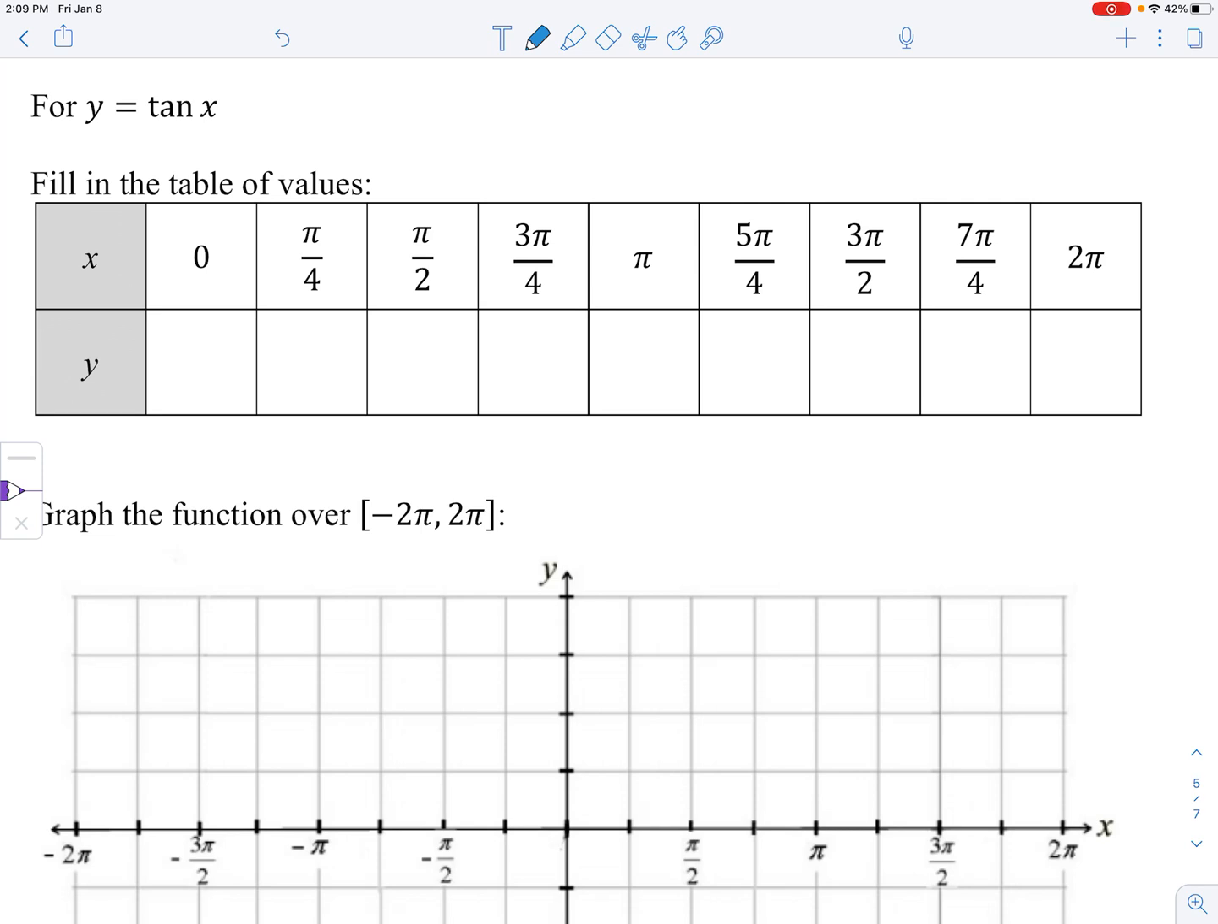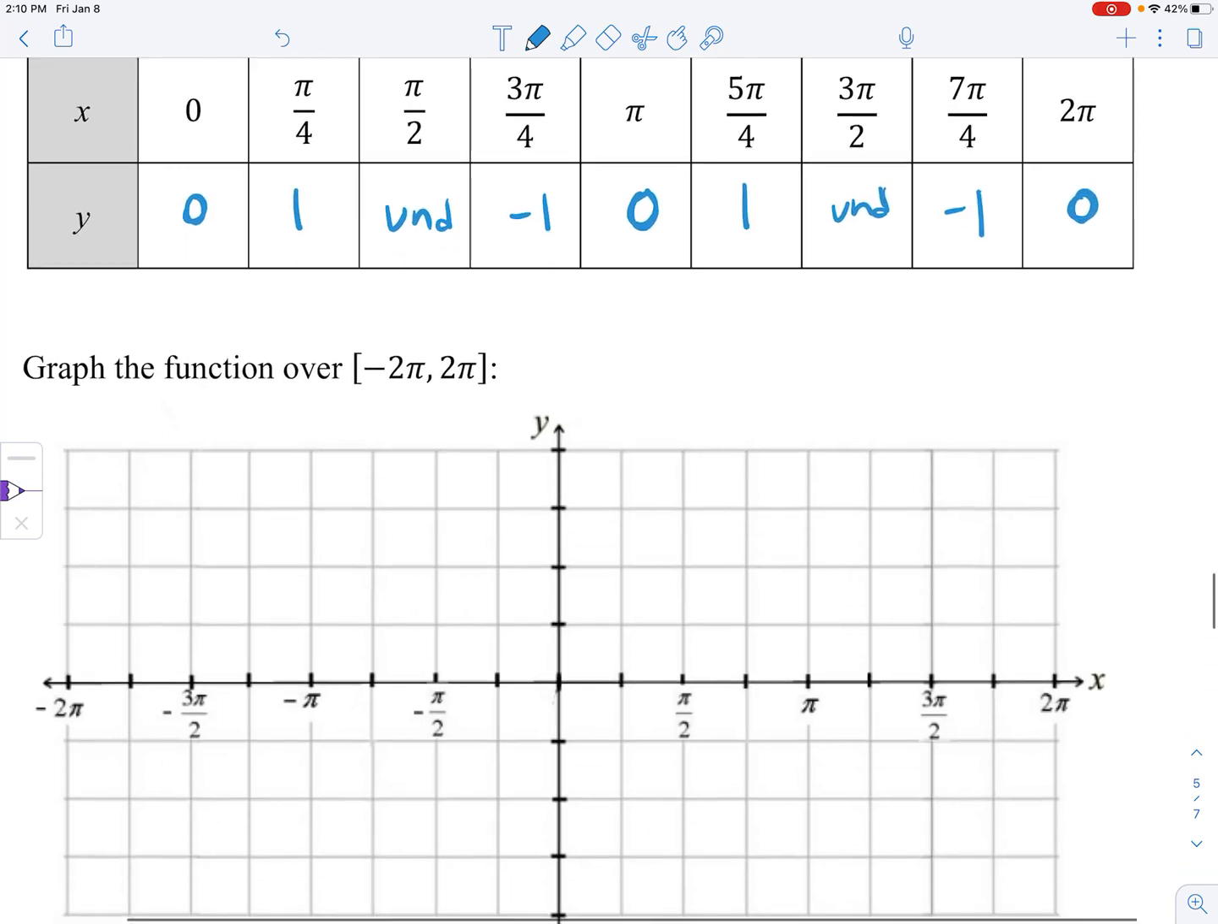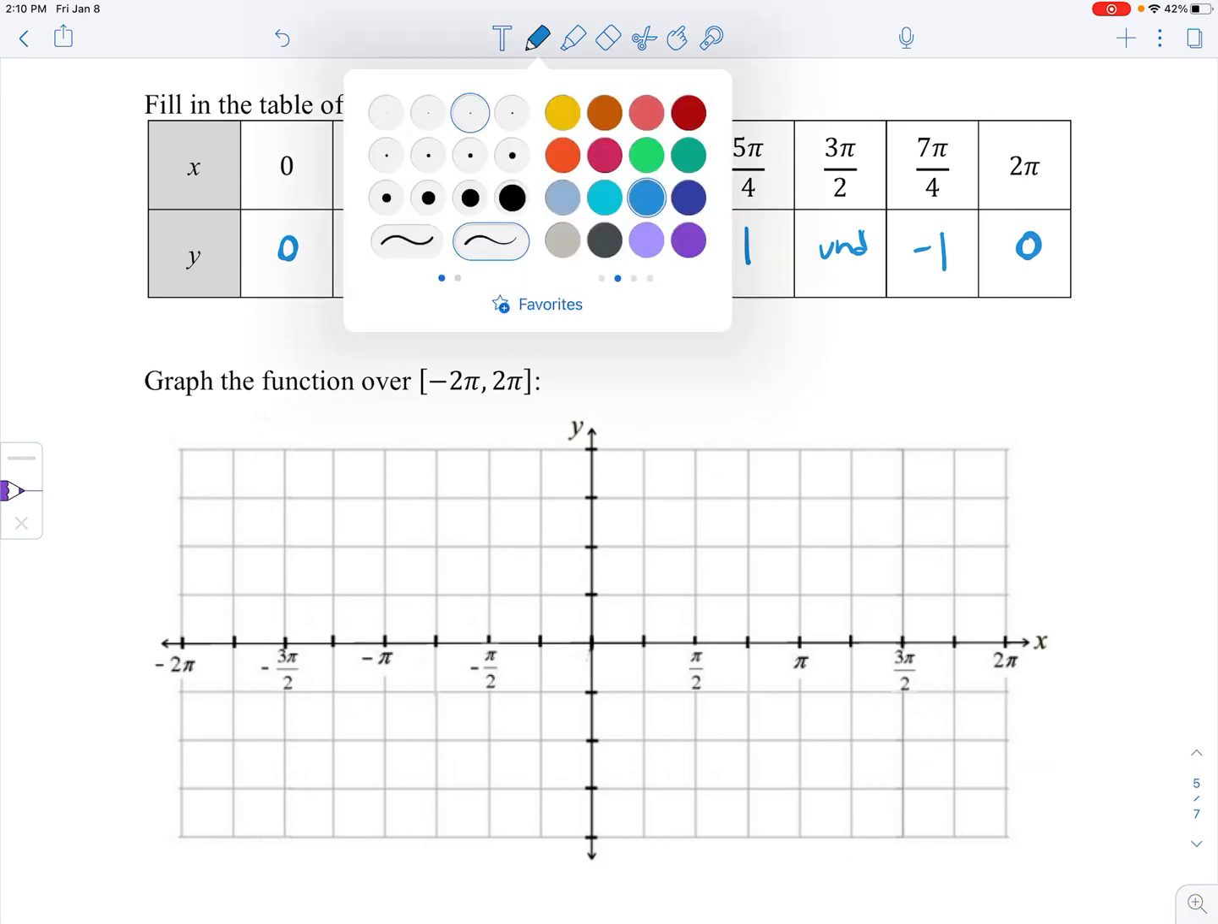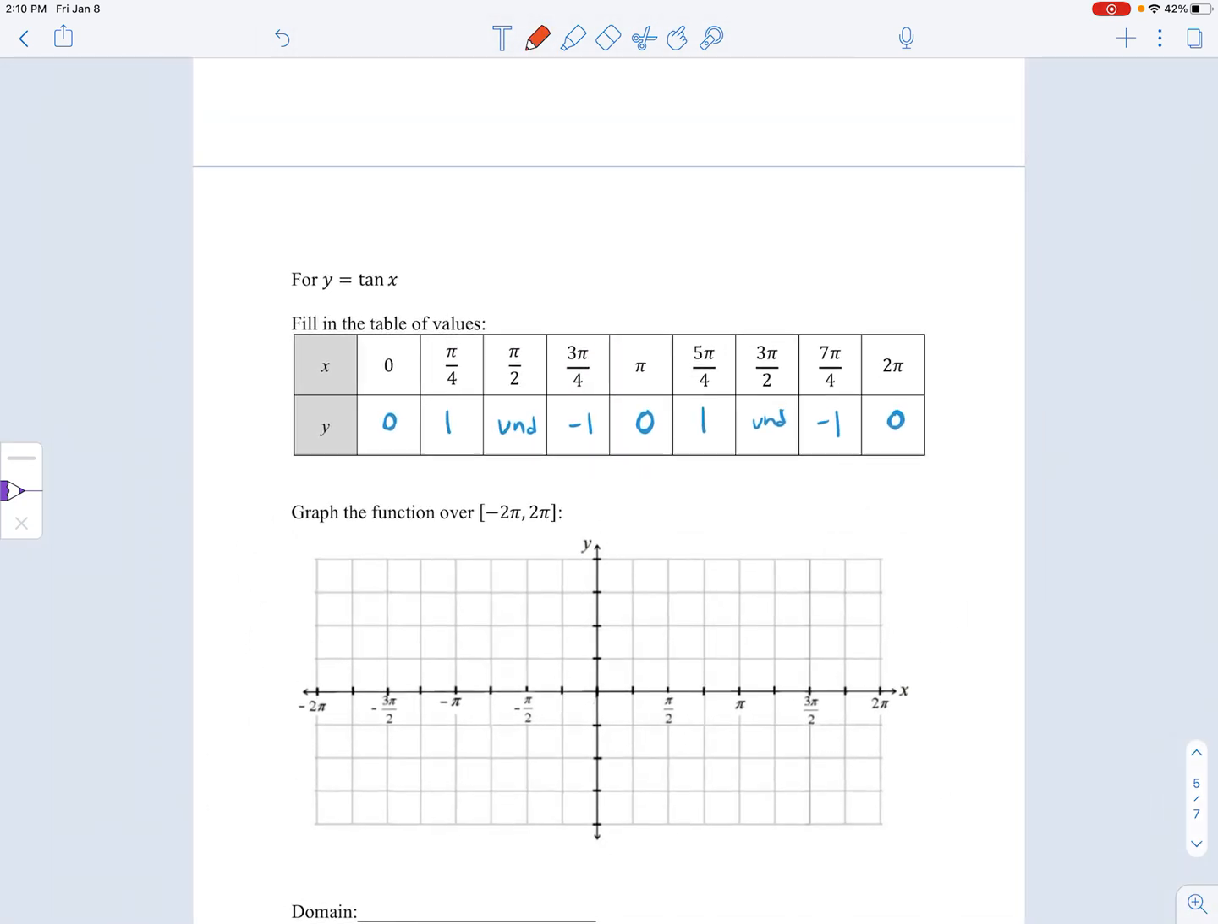Okay, for tangent. Tangent of 0 is 0. Tangent of pi over 4 is 1. Undefined. -1. 0. 1. Undefined. -1. 0. Okay, so where tangent is undefined, I'm going to draw vertical asymptotes.